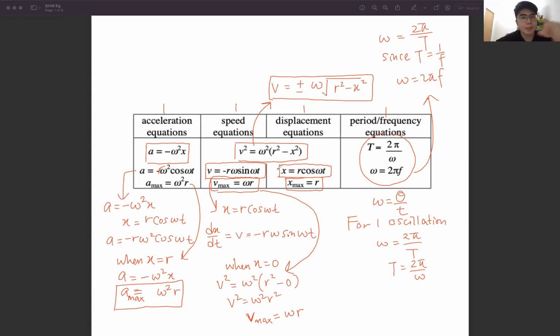We are not going into the energy yet. That one we'll leave for the next lesson. Today we only focus on the period and velocity acceleration calculation.